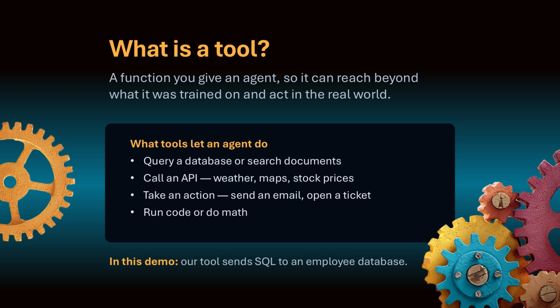A tool can query a database or search your documents. It can call an API, like weather, maps, or stock prices. It can take an action, like sending an email or opening a ticket. Or it can run code and do math. Anything you can write as a function, the agent can use. For this demo, our tool sends SQL to an employee database.